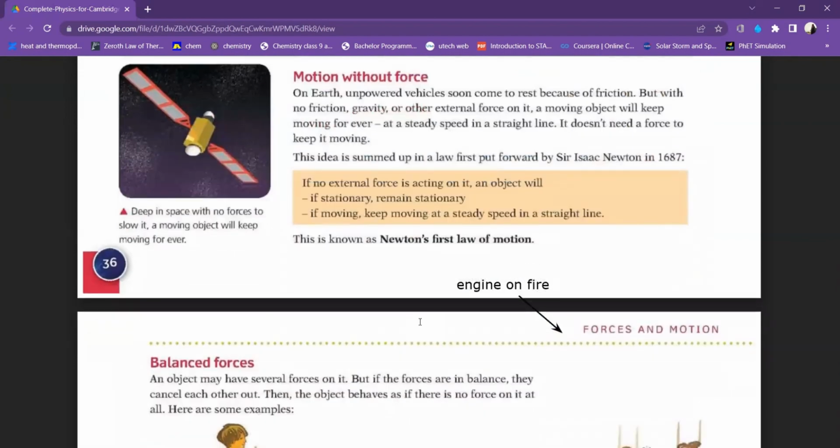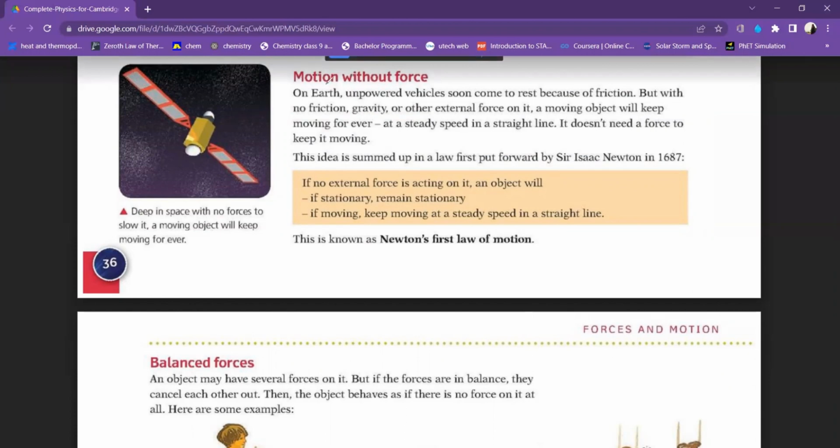अच्छा. Motion without force. What do they mean by motion without force? ऐसा हो सकता है कि कोई force ना हो और movement हो रही हो. Meaning? हाँ, मीनिंग ही तो पूछ रही हूँ मैं आपसे. मोशन विदाउट फोर्स का क्या मतलब?